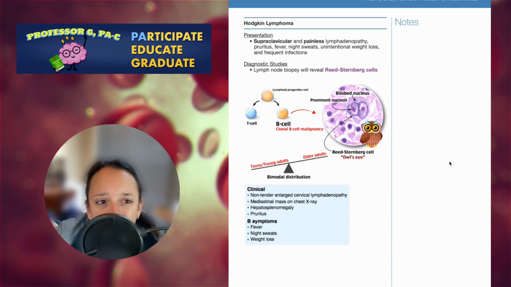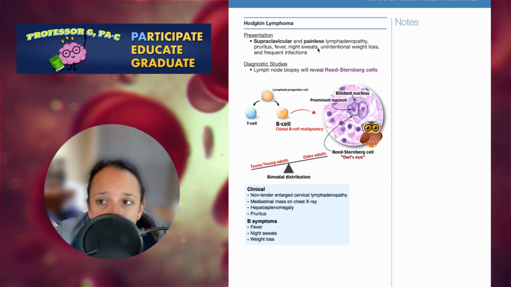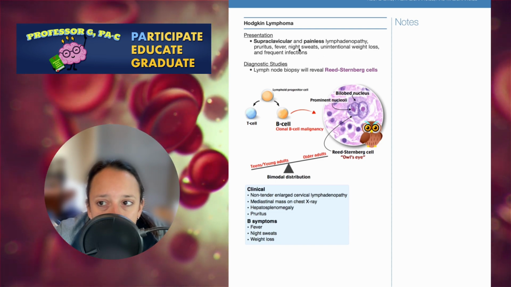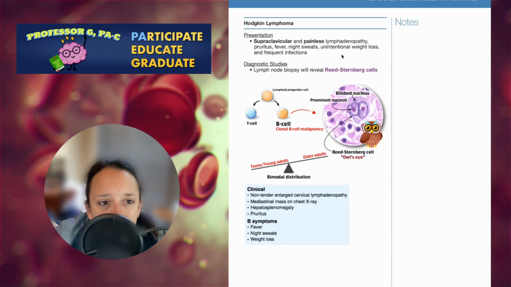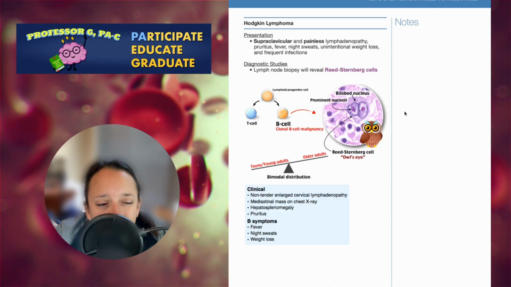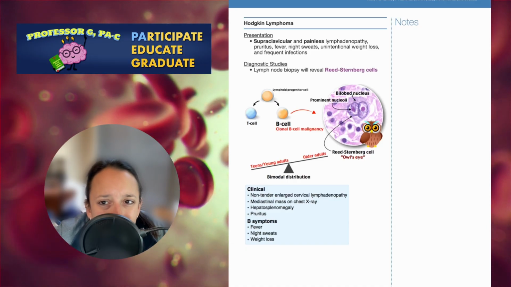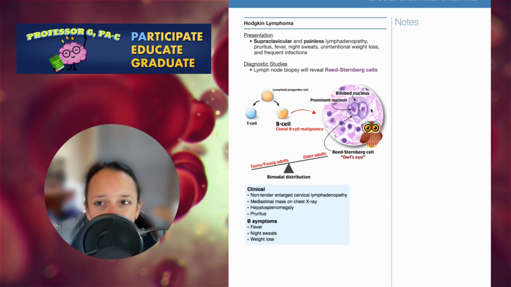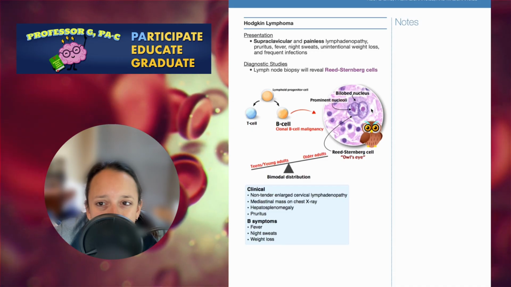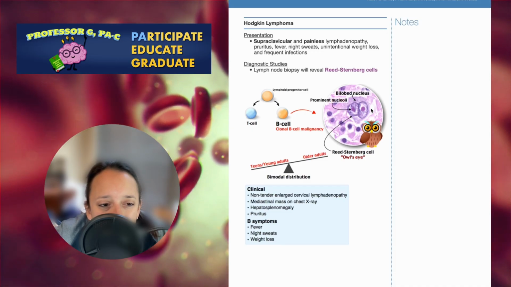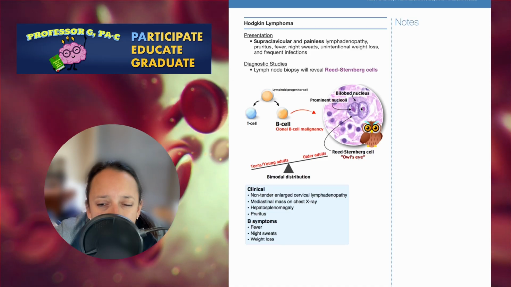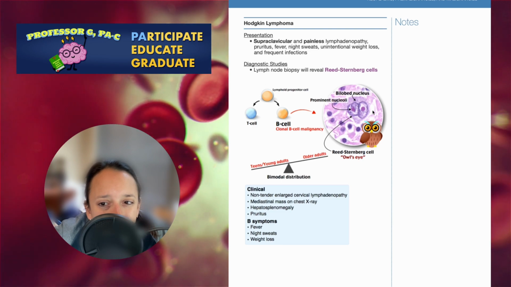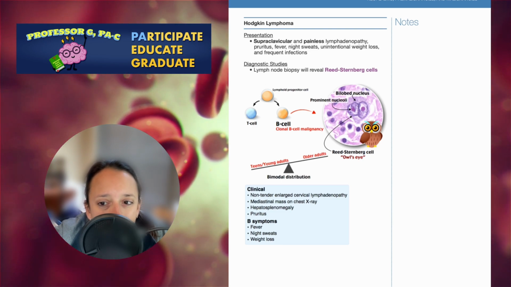A lot of times we'll see the hallmark painless supraclavicular or other lymphadenopathy, in the cervical region, mediastinal region, and they have the classic B symptoms. The B symptoms are fever, night sweats, unintentional weight loss, infections. Another classic clue is pain in the lymph nodes after alcohol consumption, which is really classic for Hodgkin lymphoma. On labs, you might also see a nonspecific elevated ESR, and treatment really just depends on the staging, but we usually use a combination chemotherapy. Hodgkin lymphoma is one of the most curable cancers there is, especially in the early stages, and even advanced cases often achieve long-term remission.